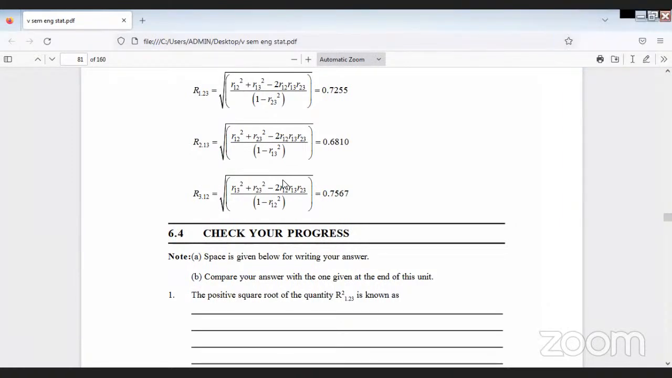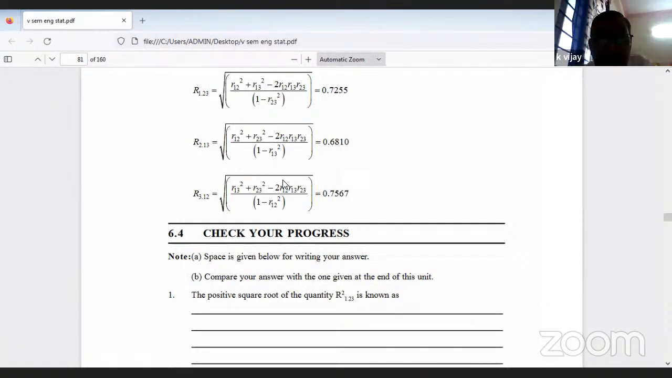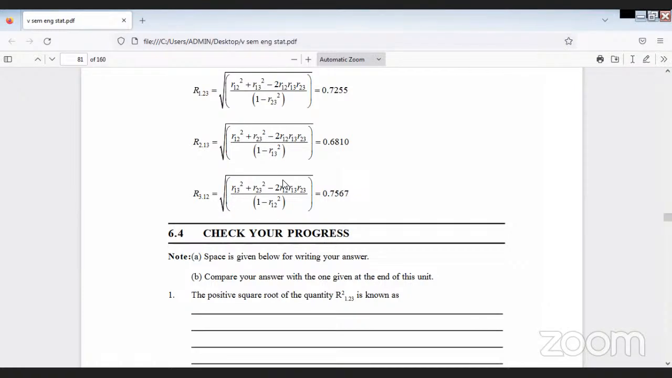Third one is 0.7569. I'll do it once again, sir. 0.7567. Okay. Shall I go to another problem or shall I wait? Okay, sir, we'll do it later. Go to another problem.